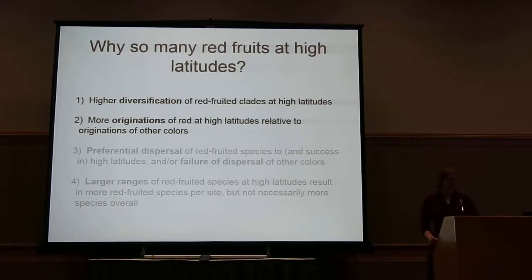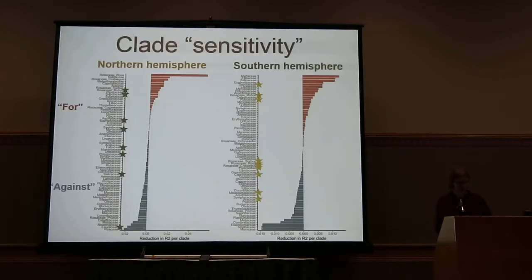And then we'd also like to look at whether originations of red are stronger at higher latitudes. In other words, this is kind of like a convergence argument, that if you go from this very diverse flora in the tropics to then convergently evolving red at high latitudes, you can also generate this pattern.